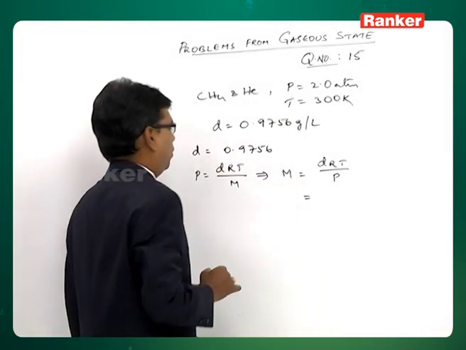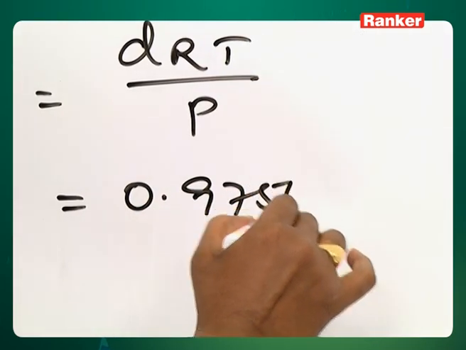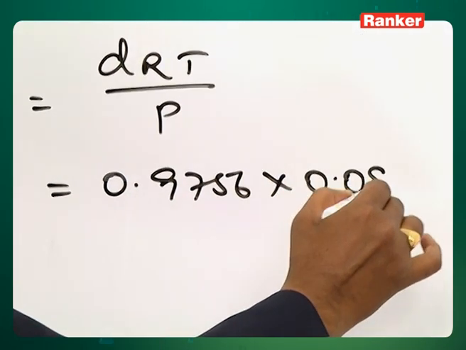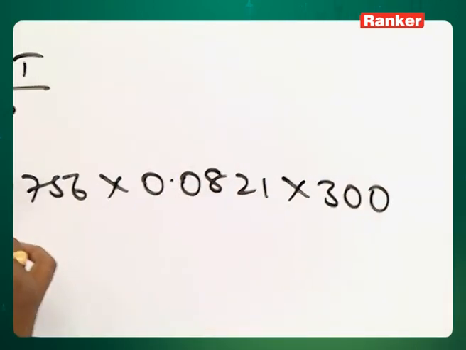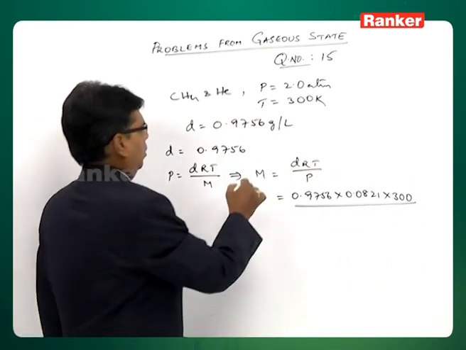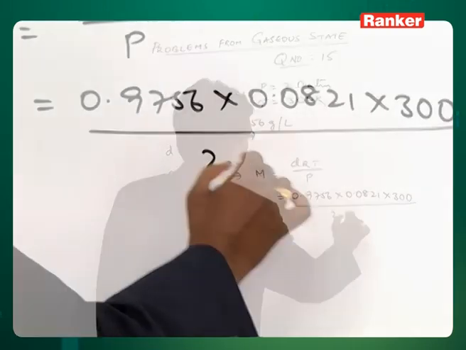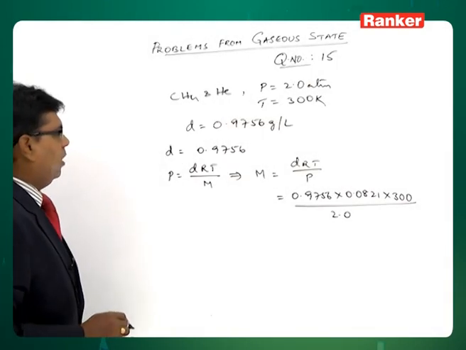If you do that, this is 0.9756 into 0.0821 into temperature 300 Kelvin by the pressure, which is 2 atmosphere. If you calculate all this, what you will get is the molecular weight of the mixture.